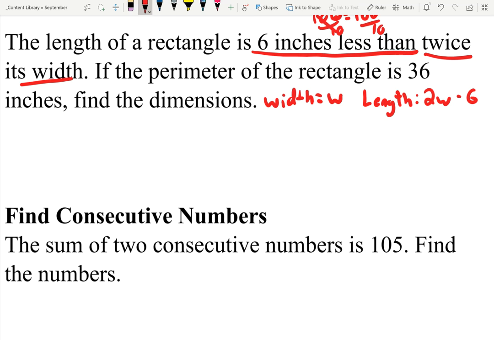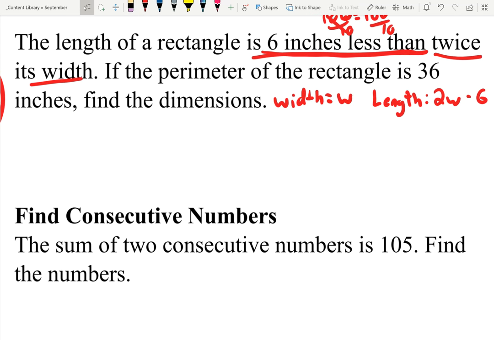So 2W minus 6. If you're wondering why I'm putting the minus 6 after it instead of before, because sometimes people read this and go 6 inches less than 2W. This is wrong because when you're subtracting something, taking something away, you have to be subtracting it from something. So it's at the end because we're taking it away from the 2W. If we put it before, then we're taking the 2W away from 6, and that's not the case. We want to take 6 away from 2W, so we're going to have 2W minus 6.